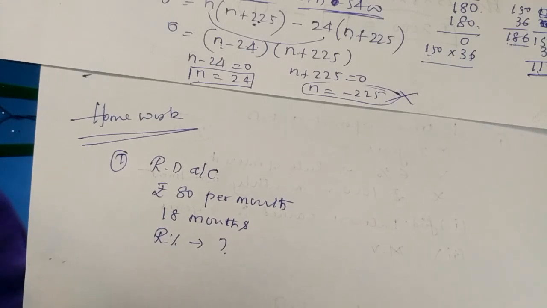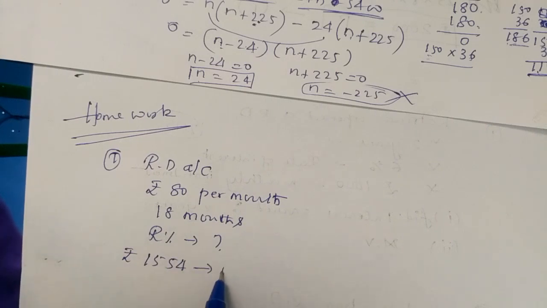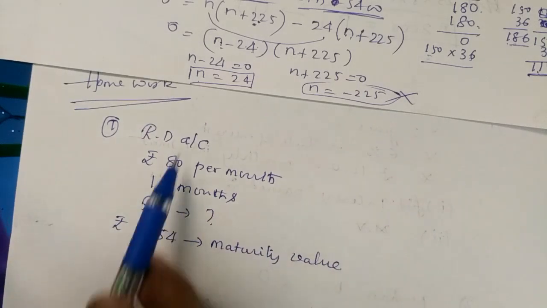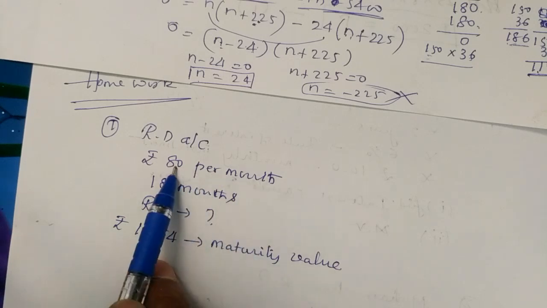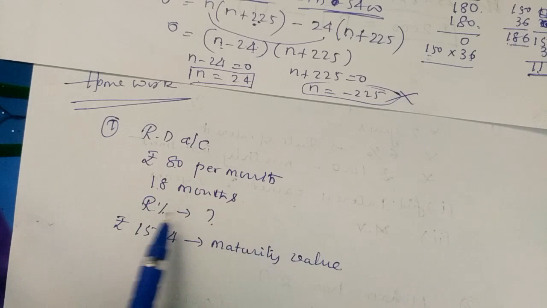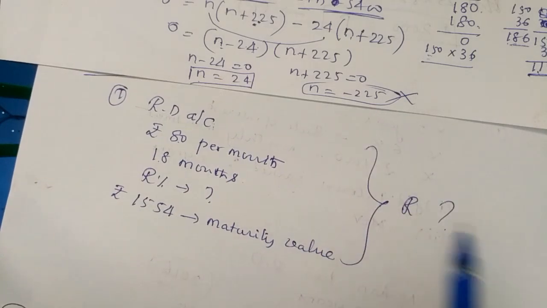If the maturity value of this account is 1554, 1554 is the maturity value. I have not used the symbols here. You try to use the symbols. 80 rupees per month, what is 80 rupees per month? It is P. 18 months, number of months, n. Rate of interest to find out. 1554 maturity value. So this problem is from rate of interest finding.